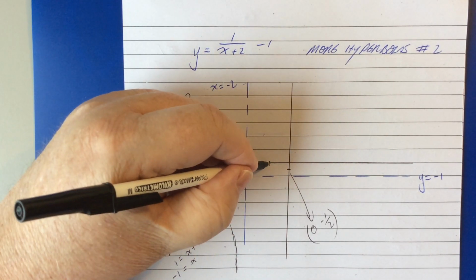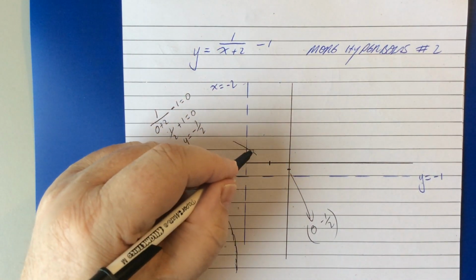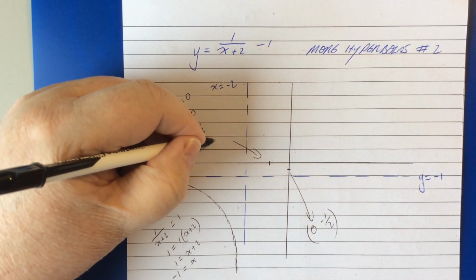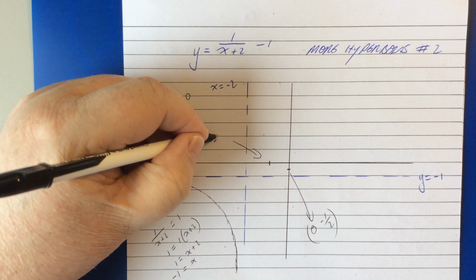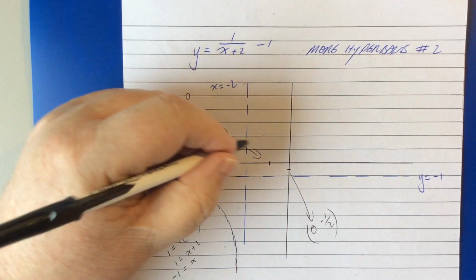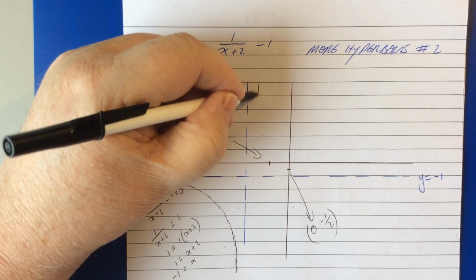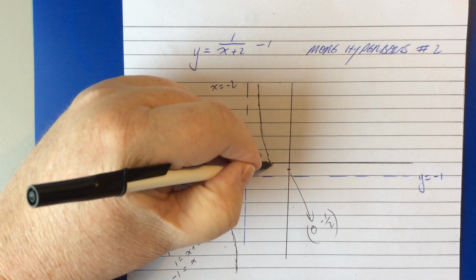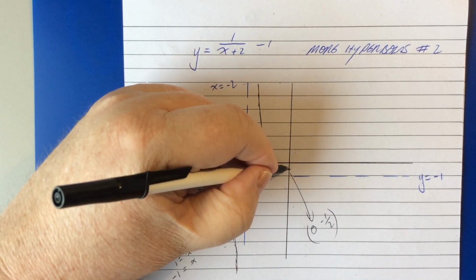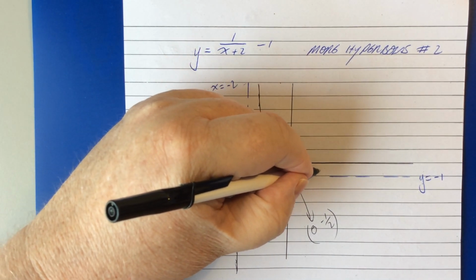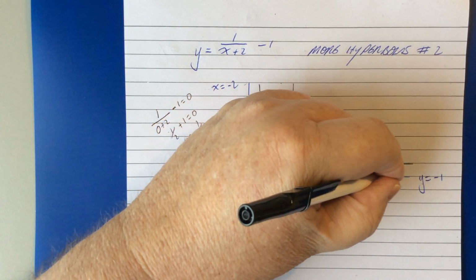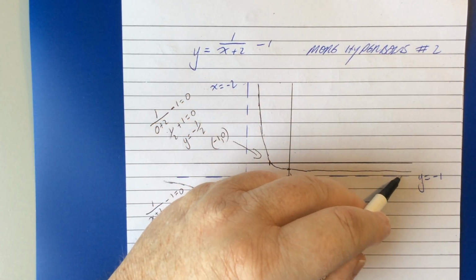The point of intersection here is at negative 1. So I'll just put those coordinates in here. So this is negative 1, 0. And now I can draw this as best I can. And what you'll notice is that it comes down, comes through those points, and it heads off along here, getting closer and closer to the asymptote.